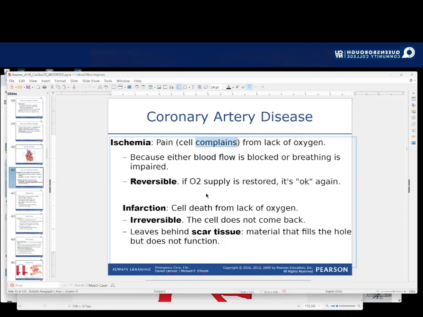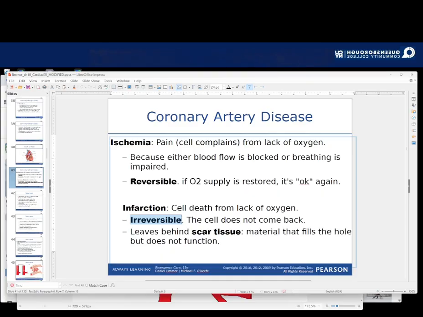Finally, the cell dies, and then they finally call 911, or their family member finally calls 911 for them, and you show up and you finally give them the oxygen, but it's too late. The cells are dead. You cannot revive dead cells. You have to just wait for new cells to be born in a repair process that takes weeks to years.